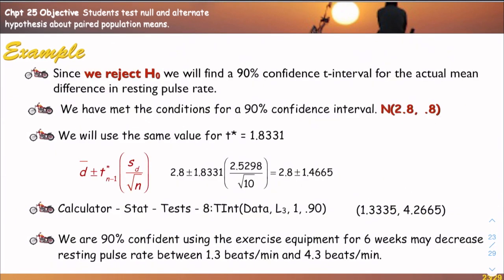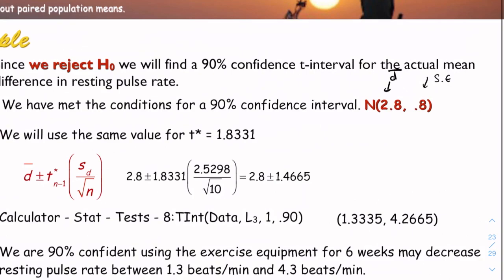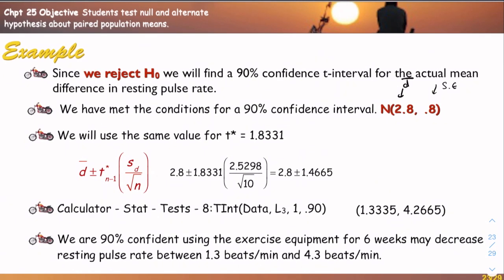To finish this problem, it also asked you how much of a difference there is. And since we reject the null hypothesis, we will find a 90% confidence t-interval for the actual mean difference in resting pulse rate. We have met the conditions for a 90% confidence interval with our normal model with our average of 2.8 and our standard error of 0.8. So we'll use the same critical value, 1.8331, that we found previously.